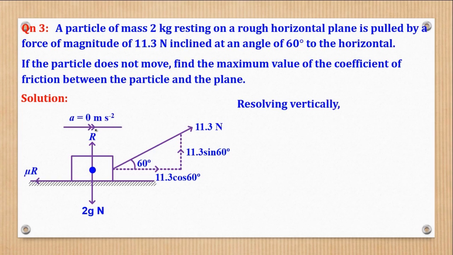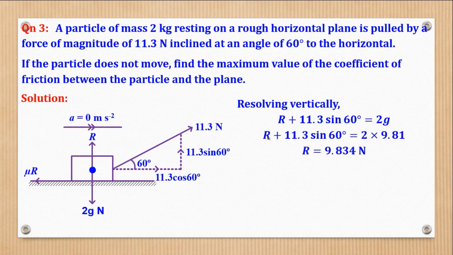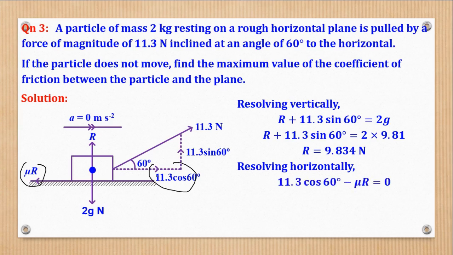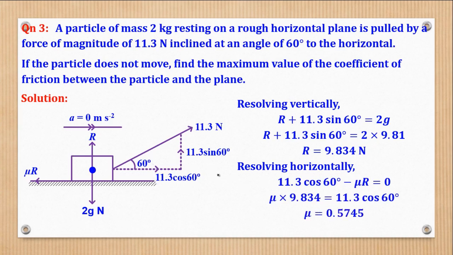So resolving vertically, now here vertically we have this R and we also have this one. Down, those two will be equal to this. So R plus this is equal to 2g. Then substitute for g and make R the subject. So that will be the value of R. Then now resolving horizontally, we have this minus this equal to ma, which is 0. So substitute for R and get the value of μ as that. So that's what they wanted.